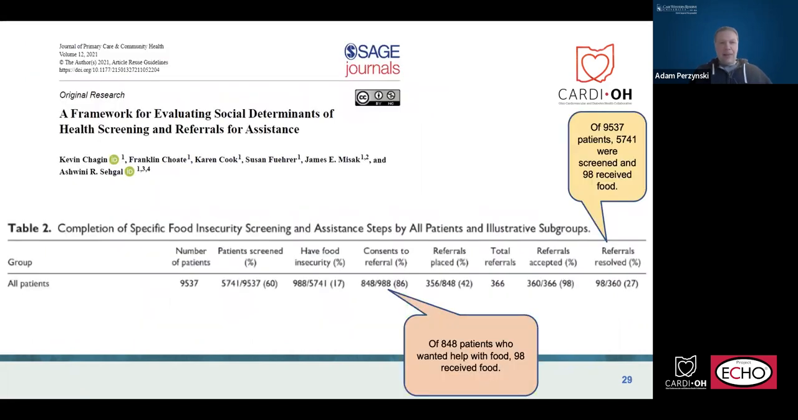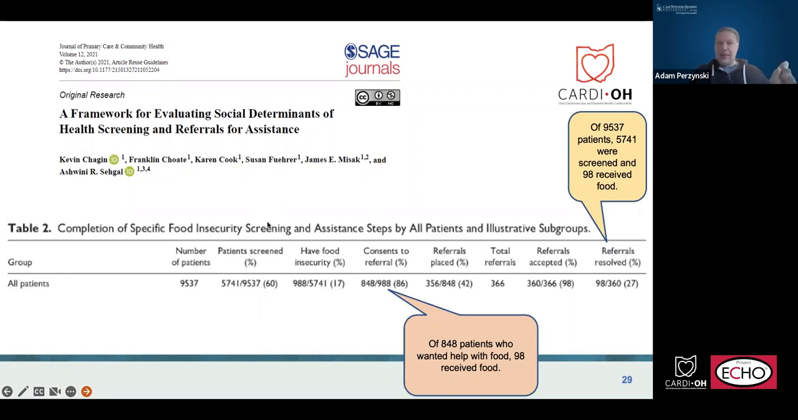So they took this pool in a very confined period of time because this was a group that they knew everything that should have happened had happened properly. So it was about 10,000 patients. And what you can see is that out of the 10,000, a little more than half were screened. These are all people who we wanted to screen, but a little over half of them were actually screened. And then of those who were screened, a little under 20%, looks like 17%, were actually food insecure. They answered the food insecurity questions and then they had food insecurity. That looks like 988 people.